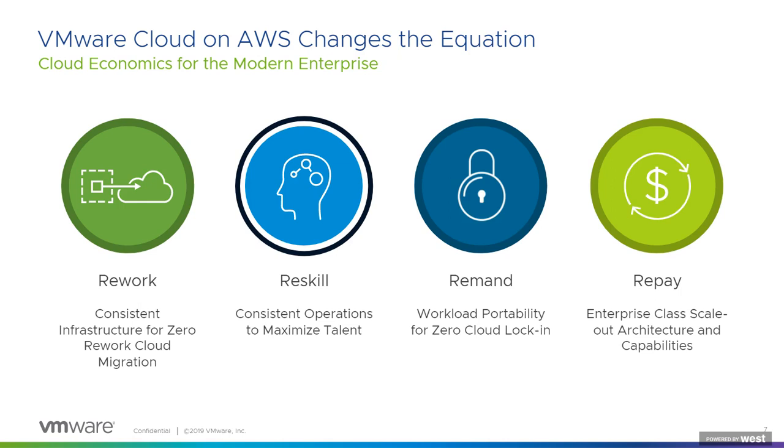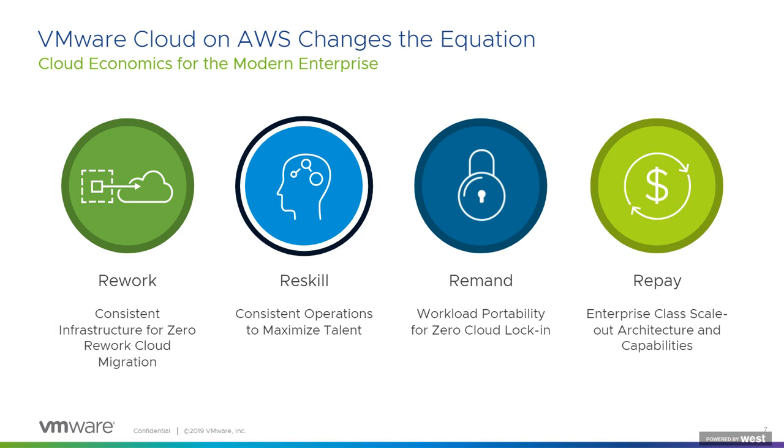And VMware Cloud on AWS gives a cloud economics model for the modern enterprise in that there is no rework. So all of your workloads that are running on VMware in your data center today can be immediately vMotioned to your cloud, giving you zero rework. There's no refactoring, there's no replatforming. It's a consistent infrastructure from your data center to the cloud, giving you a true hybrid cloud experience. There's also no reskilling required. So all of your VMware experience that you have running in your data center immediately transfers to your cloud experience.